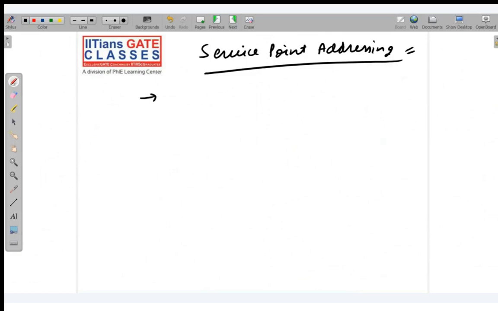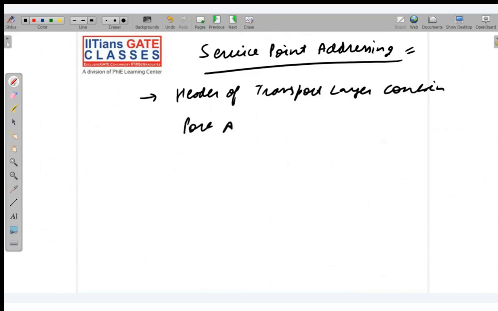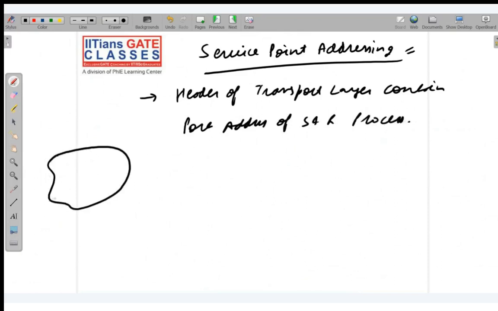Okay. So what is service point addressing? The header of the transport layer contains the port address of the sender and receiver process. I have told you in the previous class also, say this is some computer or some machine A, and there are multiple processes running on this machine. Now each process will have a unique port address.